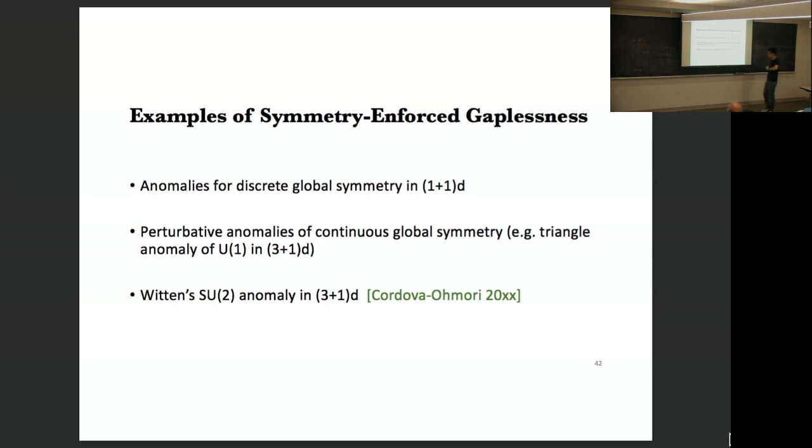Another example would be Witten's SU(2) anomaly in 3+1D. That's a Z2-valued anomaly, so it takes more work to show that it actually cannot be carried by a 3+1D TQFT, and that's something that Clay Cordova and Kantaro Ohmori are working on. There are many other anomalies.